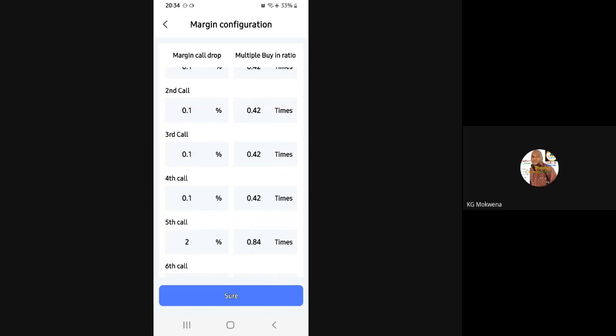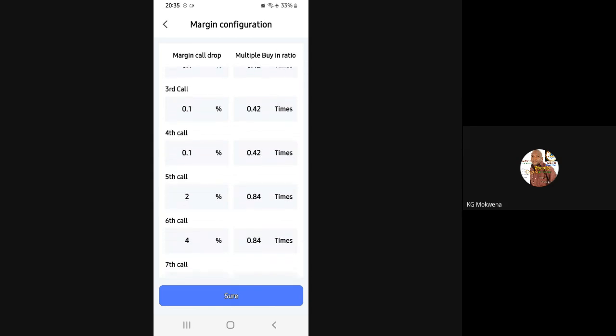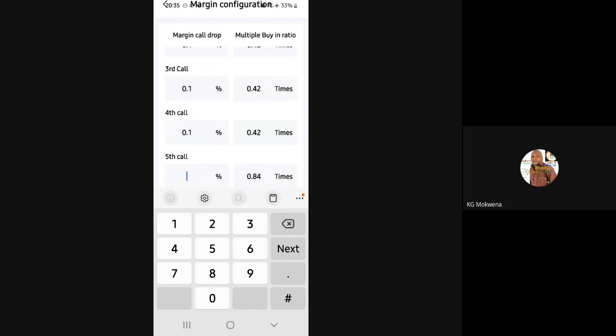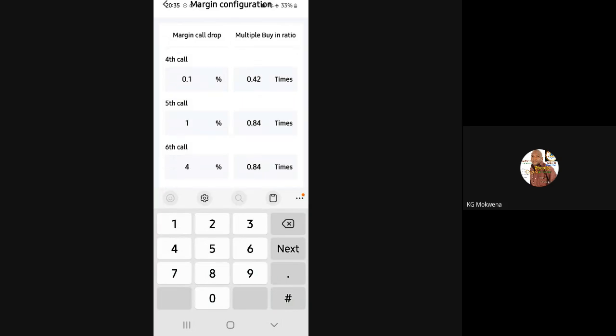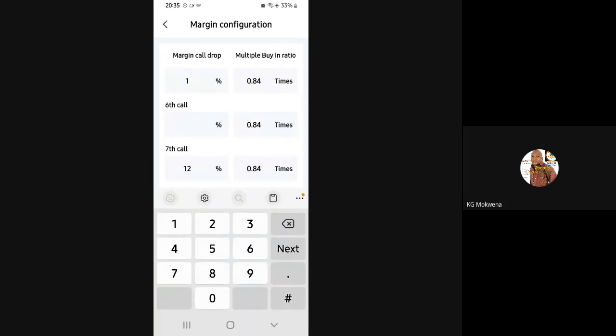You see, from call number 5, because I'm thinking in terms of when Bitcoin reaches these levels, call number 5 to call number 7, put 1% there. Yes, just 1%. This is Bitcoin, business partners. It doesn't fall like this all the time, but yeah, 5 to 7, 1%.